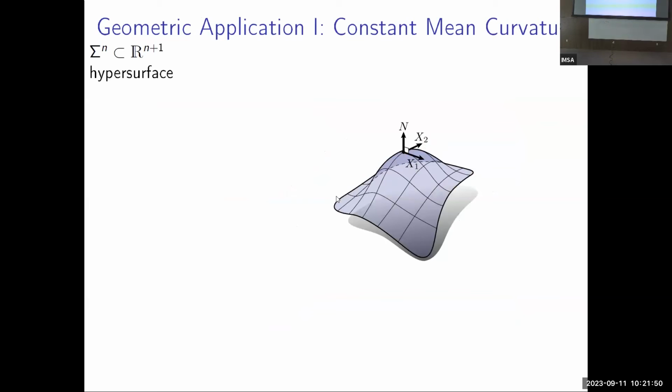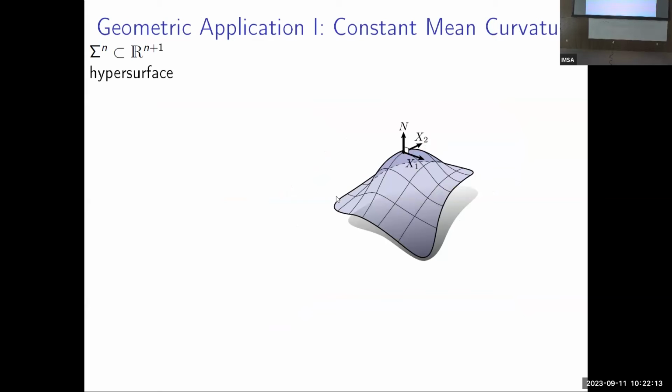So I am a geometer, and geometers are interested in, for instance, submanifolds of Euclidean space. An easy application has to do with constant mean curvature surfaces. Let me tell you what the mean curvature of a surface is.